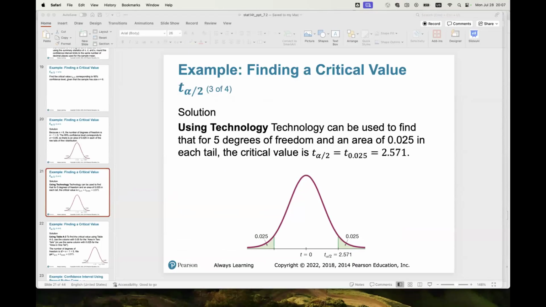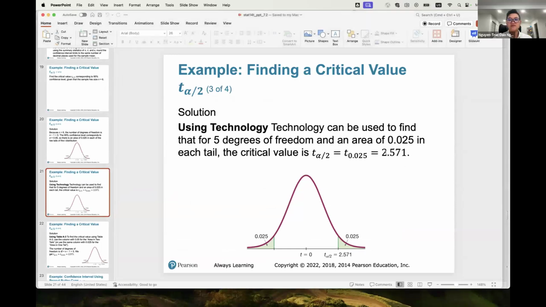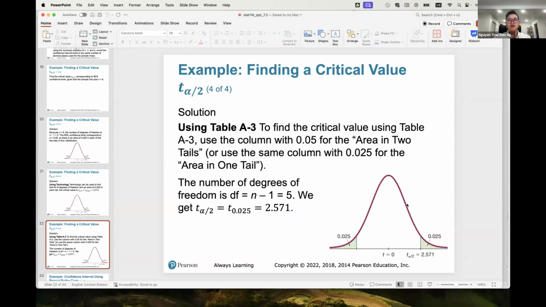Yep, that's what I got. Yeah, I got the same. Okay, 2.571. That's what they got as well. Okay, we got it.